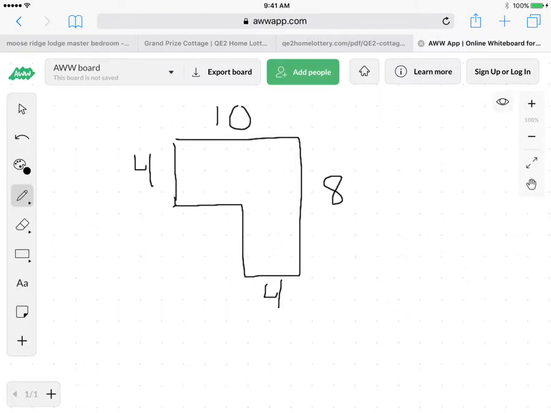So to find out the perimeter, it's just the measurement, the length of all the sides of an object or shape. So it's a distance around the outside. So in here, I go 4 plus 10 plus 8 plus 4, but then I don't know these two sides. And that's where it gets difficult.